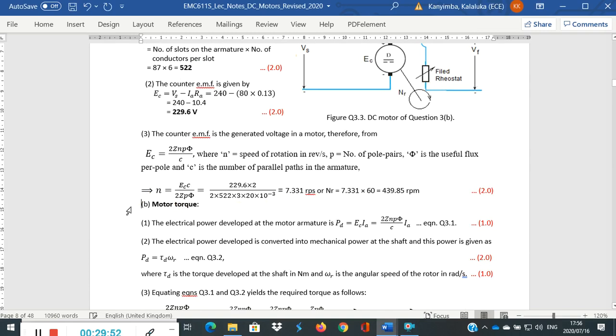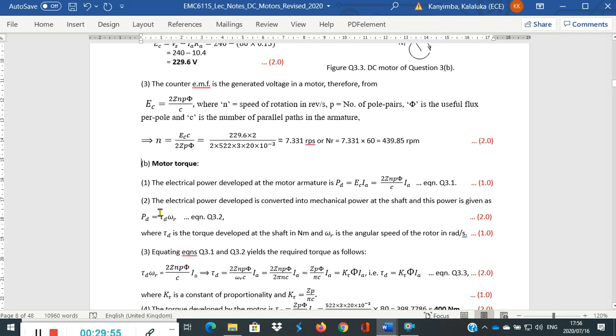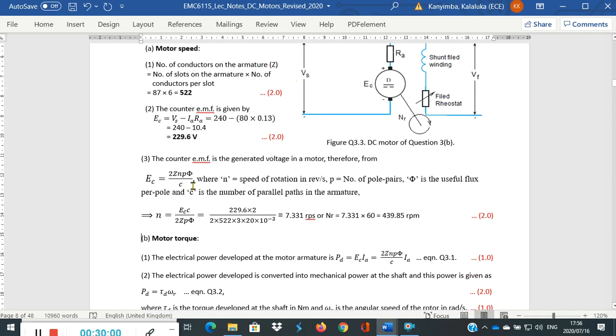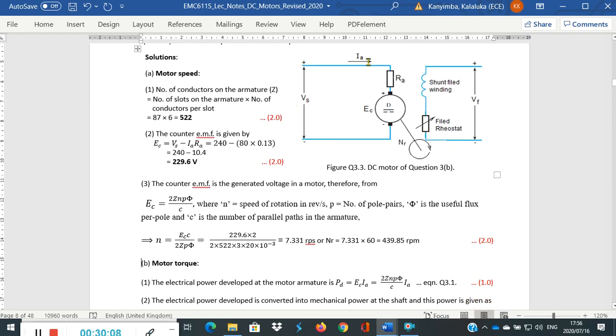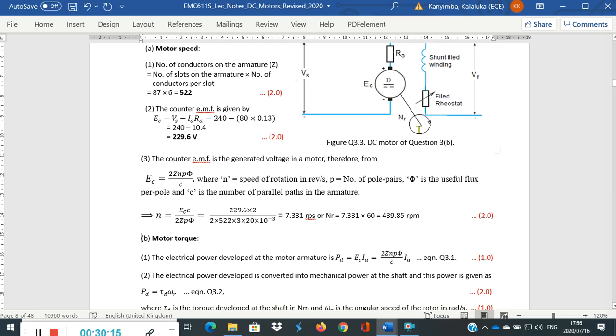Now we need the motor torque. First, we are required to do a derivation here. The power developed at the armature is equal to EC times IA. This power comes from the mechanical side. On the mechanical side, we have NR, the speed, and the torque. So the mechanical power minus, of course, the losses. Let's assume there are no losses. The mechanical power is equal to the electrical power. So that's our starting point.